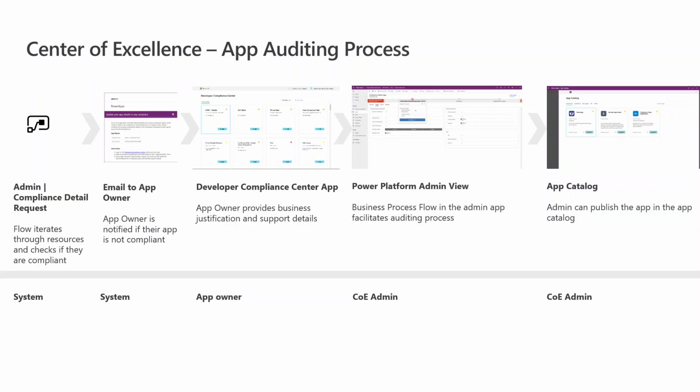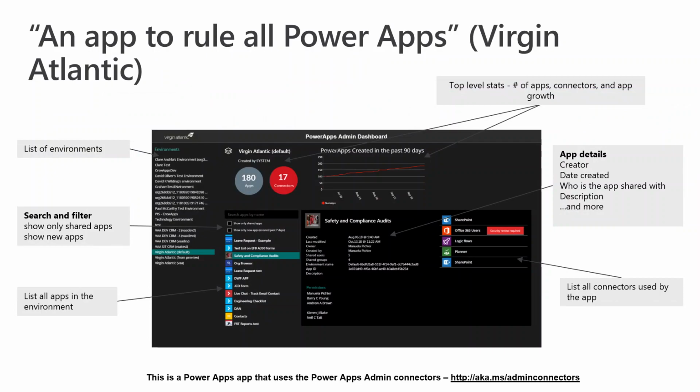Here's an example of that workflow. Won't go into it in detail. You can pause the video and look at that workflow. It's part of the Center of Excellence package. With the COE Starter Kit, Virgin Atlantic created a Power Apps app that uses Power Apps admin connectors to bring all this data together around the apps that are being used across the organization. And the COE Starter Kit has all of this built into it as well.